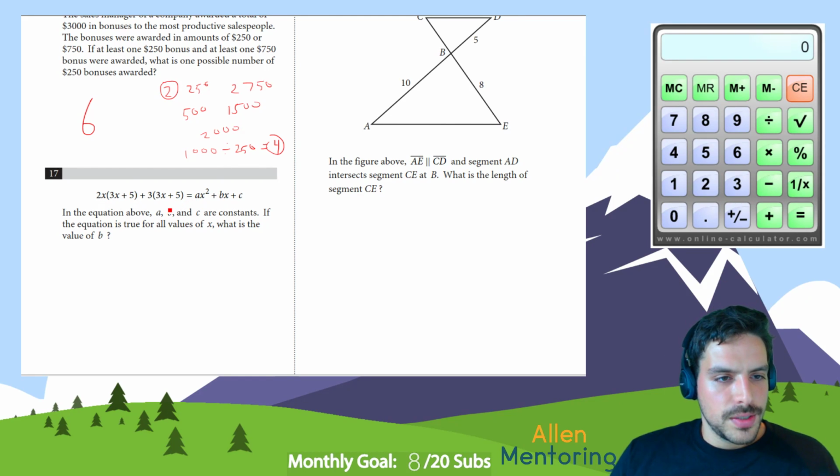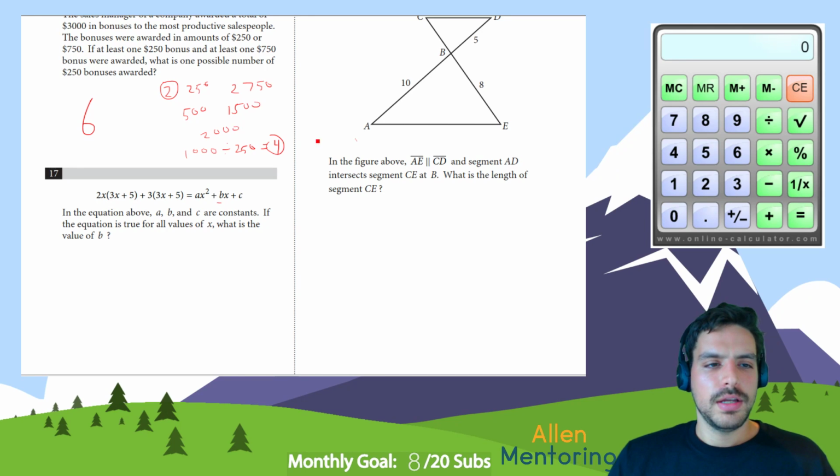17. So we have a messy polynomial here. It says A, B, and C are constants. If the equation is true for all values of x, what is the value of b? So basically what they're saying is if these two are equal, what is the value of b? All right, so how do we solve that?